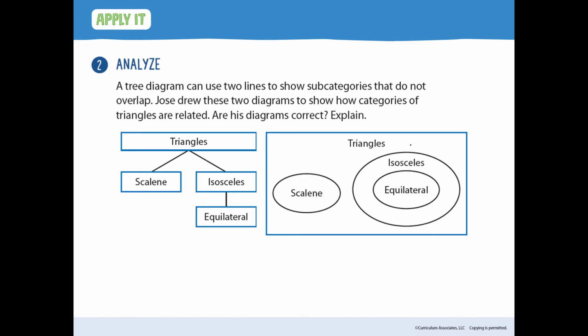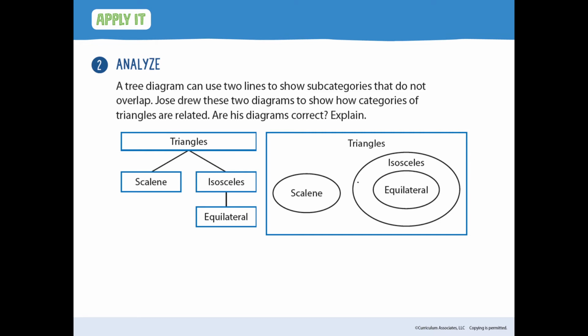Number 2, a tree diagram can use two lines to show subcategories that do not overlap. Jose drew these two diagrams to show how categories of triangles are related. Are his diagrams correct? Explain. So he drew a tree diagram here and a Venn diagram over here.